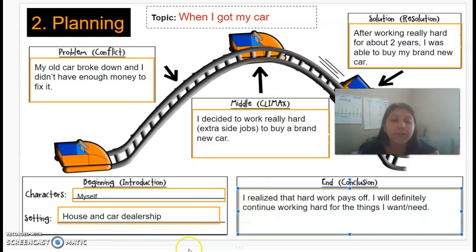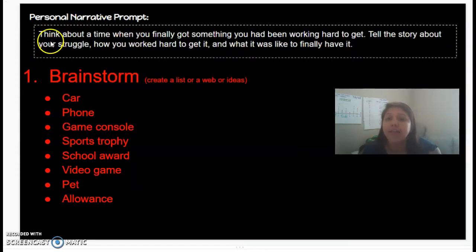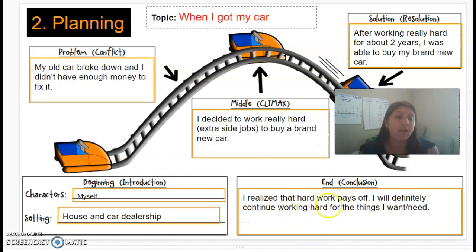Okay, so then my conclusion kind of goes back and reflects on the prompt. So remember, our prompt was, think about a time when you finally got something you had been working hard to get. So what lesson did I learn from that? Well, I realized that hard work pays off. And so I put, I will definitely continue working hard for the things I want or need. So here is my map. As you can see, I wrote one sentence on pretty much all of them except this bottom one. I wrote 2, but 1 to 2 sentences in your planning. This is not where you elaborate your details, okay? We'll go into talking about elaborating your details when we do our rough draft.